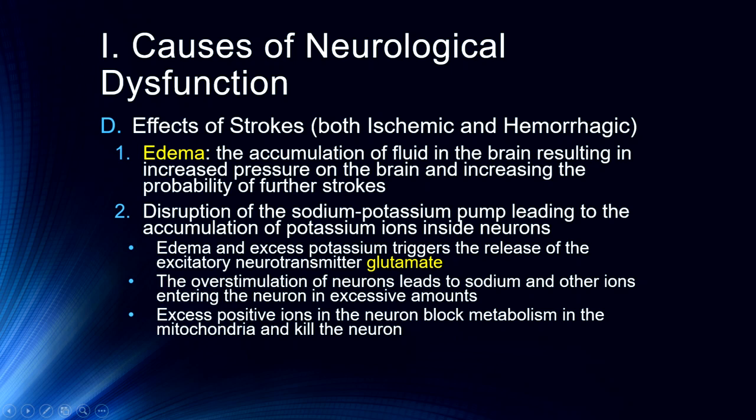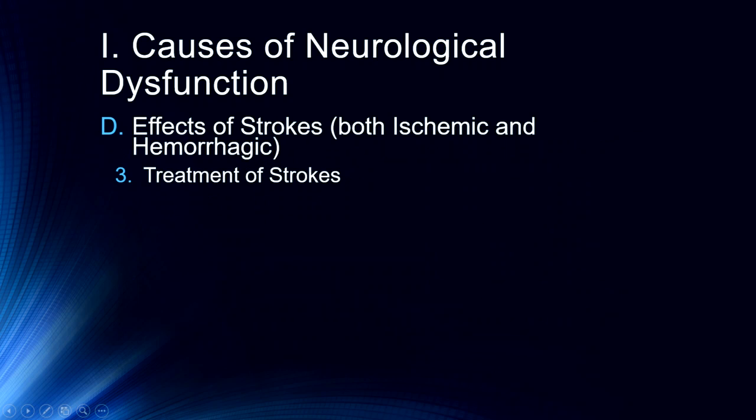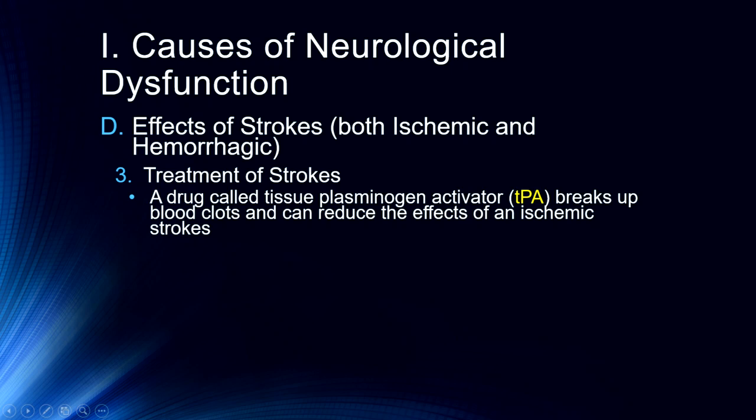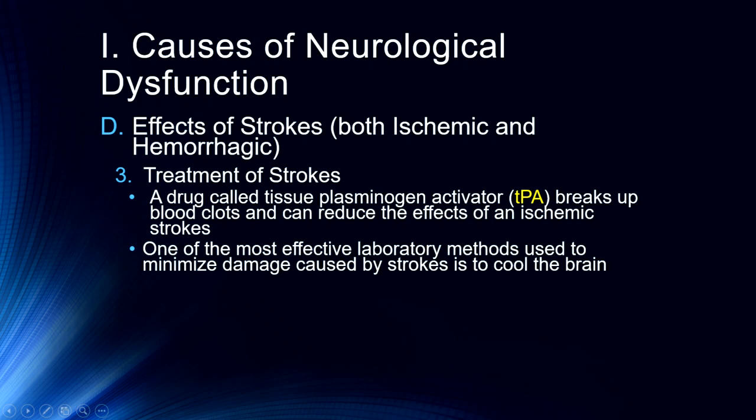As they say, time is tissue. So if an individual has had a stroke, they need immediate medical care so that they can get treated with drugs that will generally bust the clot. Sometimes surgery is required to go and remove the clot. And that can help prevent as much of this brain damage as possible. So TPA, which is tissue plasminogen activator, I'll never be able to say that right, breaks up blood clots and can reduce the effects of an ischemic stroke. So TPA goes in and breaks up those blood clots.